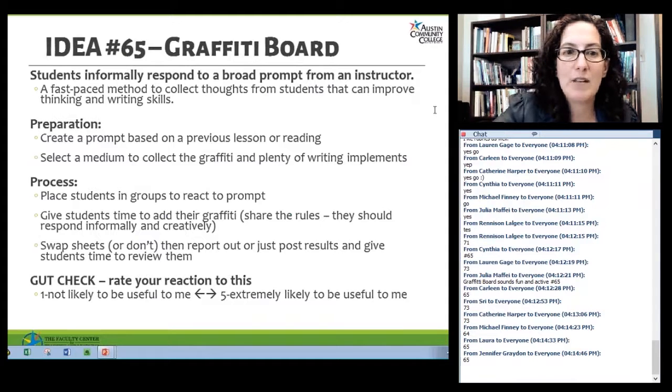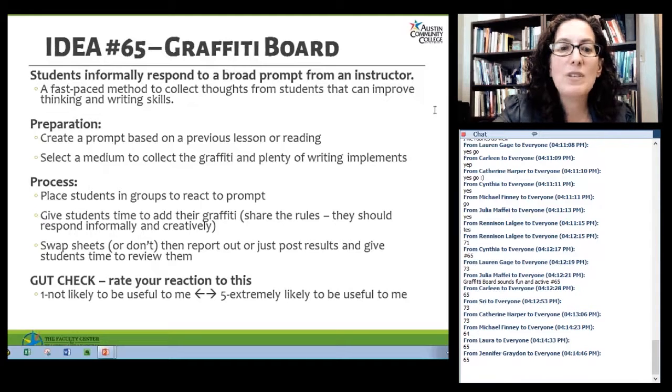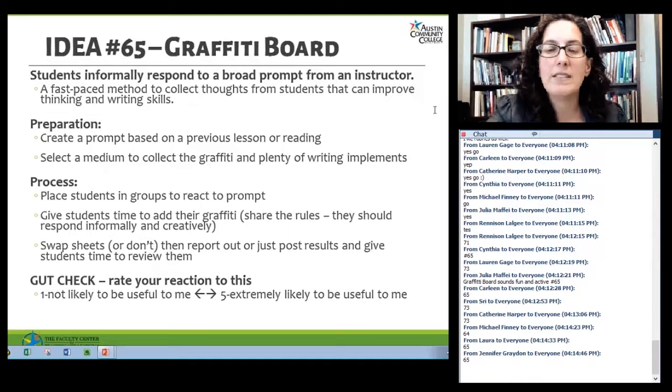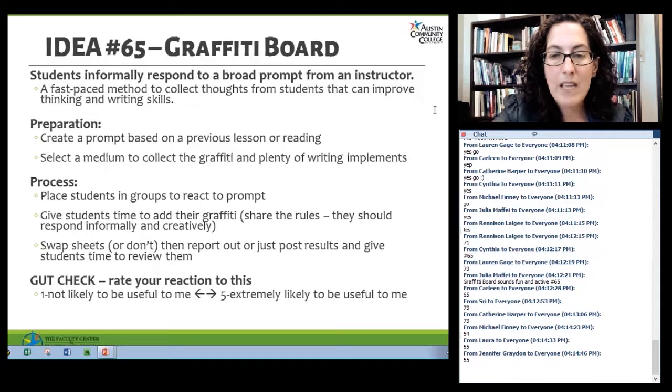And this is a really great example of it. It also is really great early in the semester to get students over their fear of writing. So you essentially create a prompt based on a previous lesson or on the reading that you're expecting students to come to class having done. You could do it on other things as well.